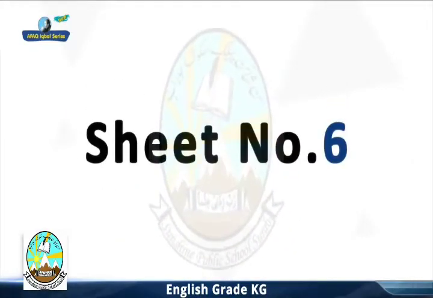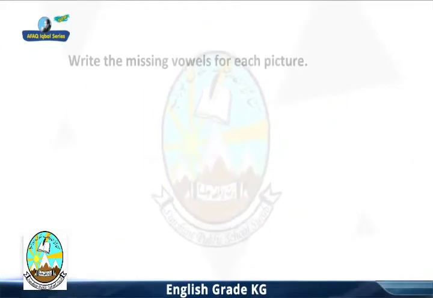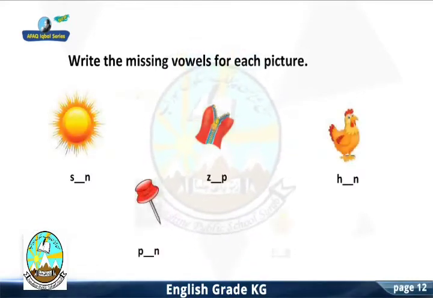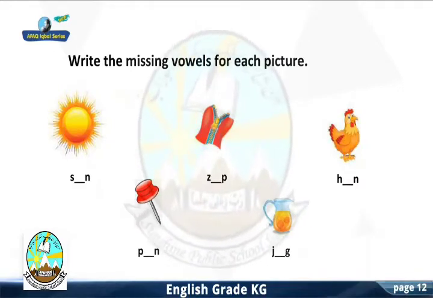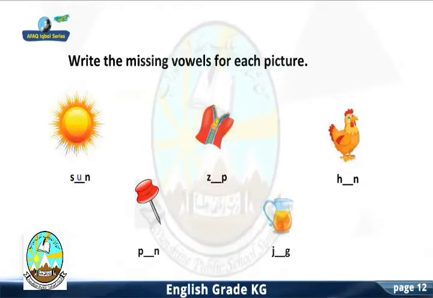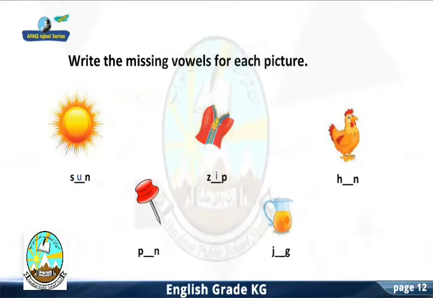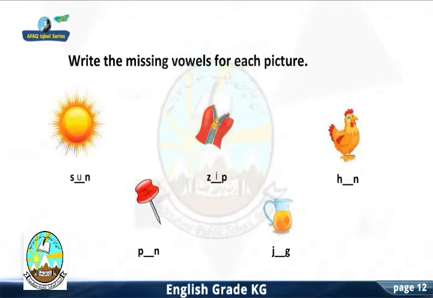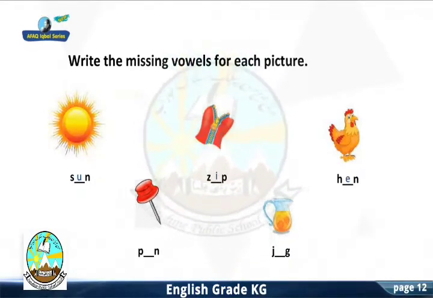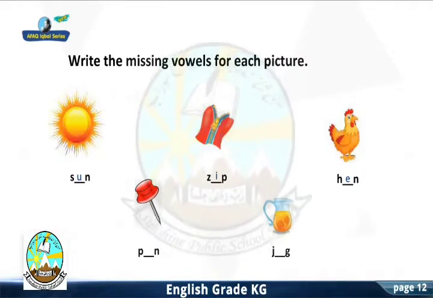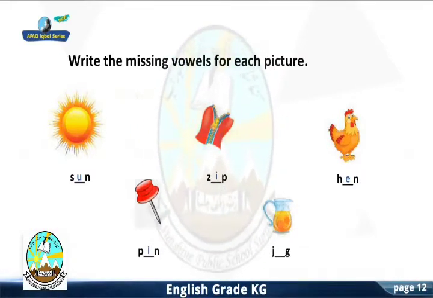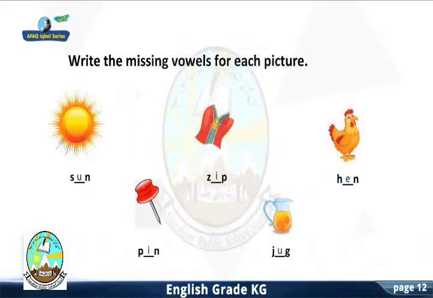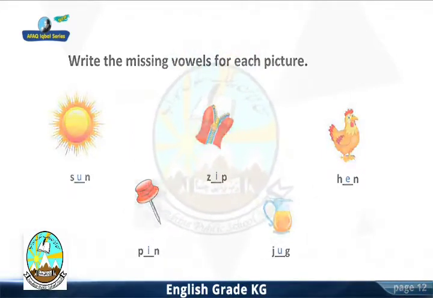Sheet number 6. Write the missing vowels for each picture. S, U, N, sun. Z, I, P, zip. H, E, N, hen. P, I, N, pin. J, U, G, jug. Very good.